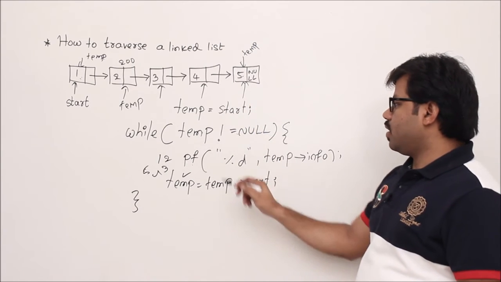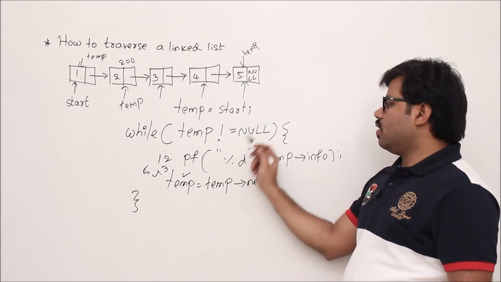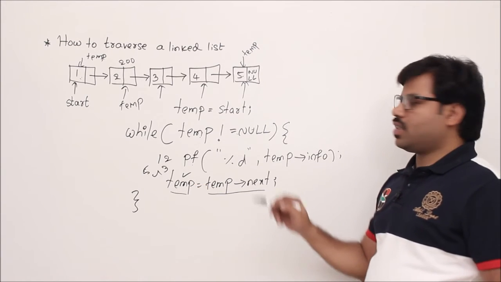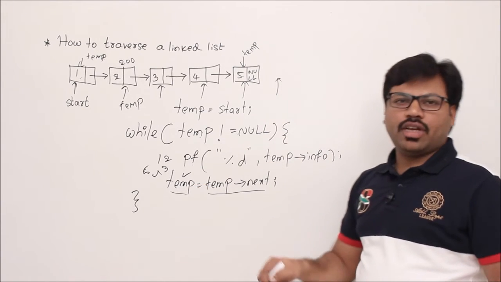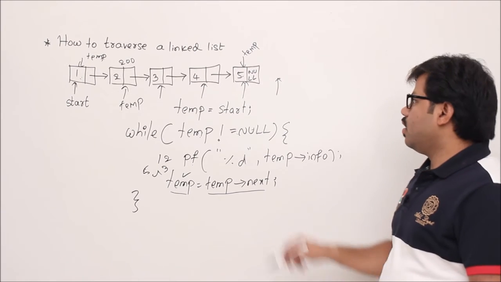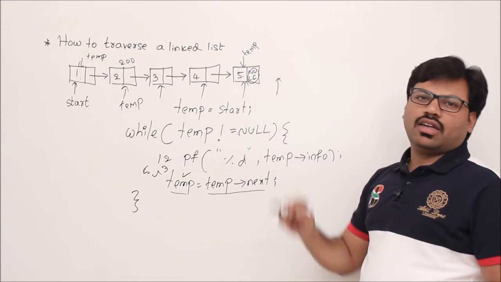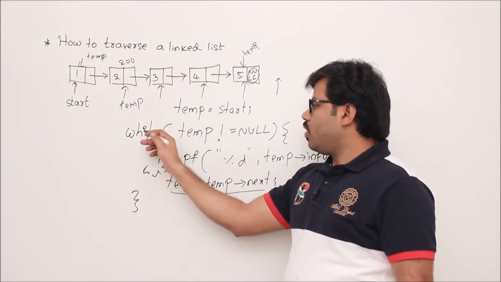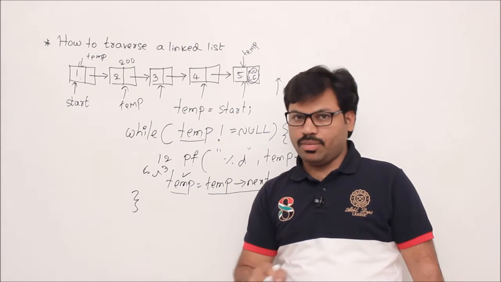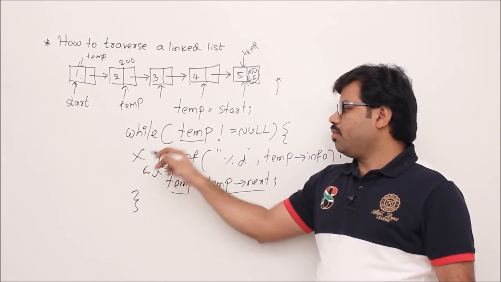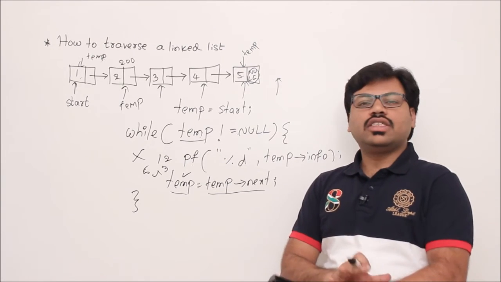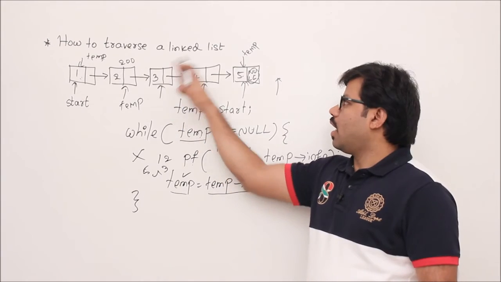After that, what happens? Still temp is not equal to null, so we print 5. Yes, we did it. After that, temp equal to temp cap next. If you do that, temp will become null, because temp cap next is null and we are assigning it to temp. Then next time when you go to the while loop, null not equal to null will become false. Then the while will become false, and we stop the process. So this is the core idea about traversing the linked list.